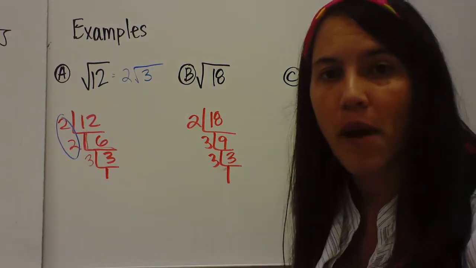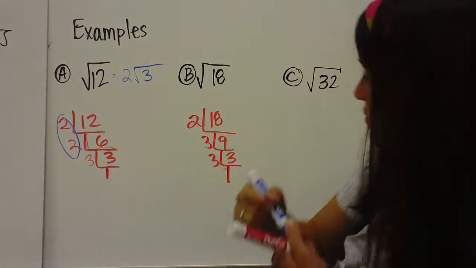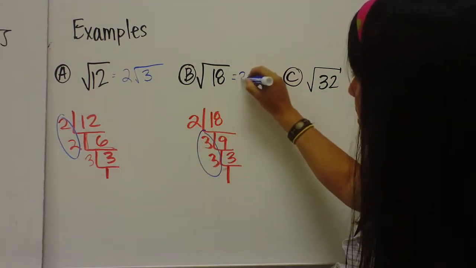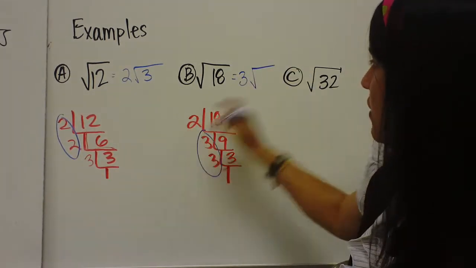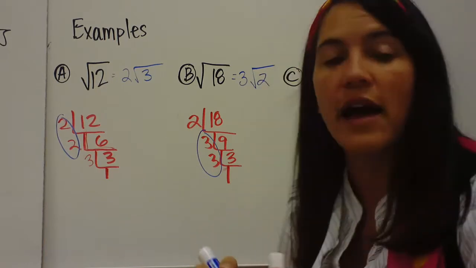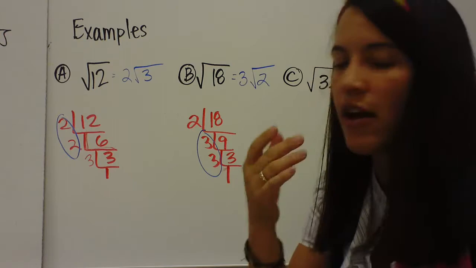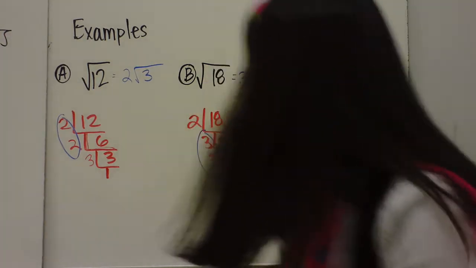Now I need to circle my pairs. I have a pair of 3s. So a 3 is going to come out, and whatever I have left over goes under the radical. So the answer is 3 root 2. Alright, so let's do another one together.